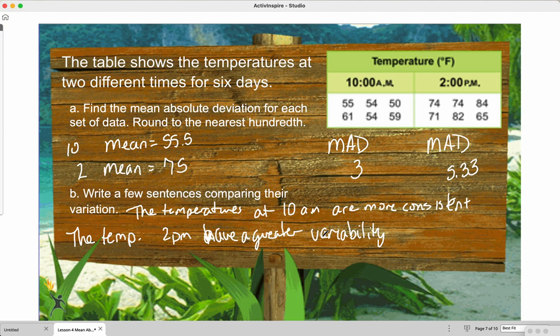All right. If you have questions, please come back and see me. But the biggest key to this one is making sure your calculations are correct. So take your time when you're adding and subtracting and figuring those out.